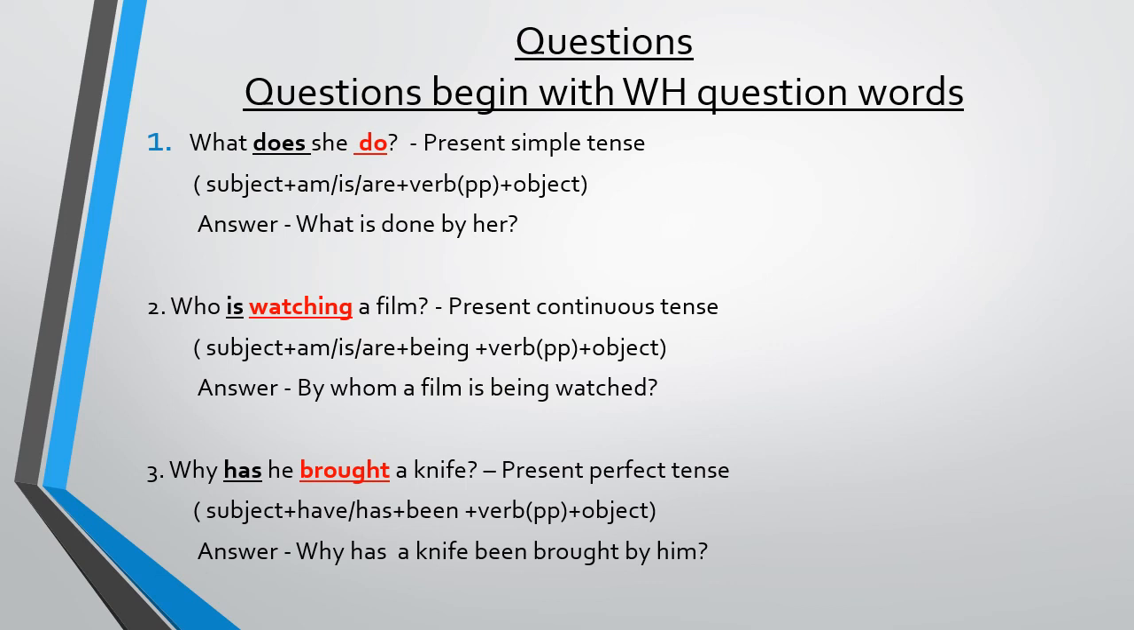The third question is, why has he brought a knife? This question is in present perfect tense. First you should write the question word why, then add the auxiliary verb has, then you should write the subject, a knife. Next write been according to the formula of present perfect tense. Then write the past participle form of the main verb, that is brought. Then add by and the object pronoun him. The question in passive voice is, why has a knife been brought by him?